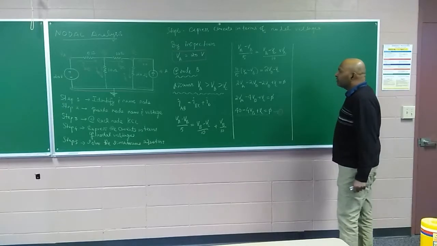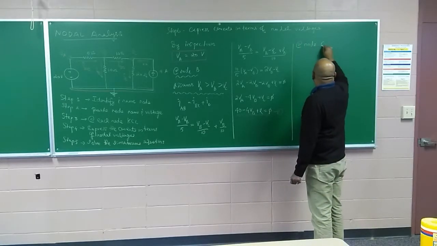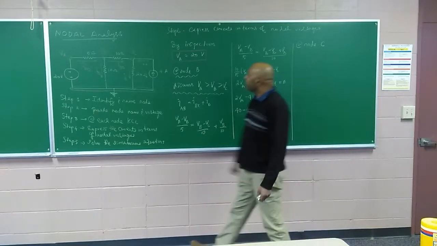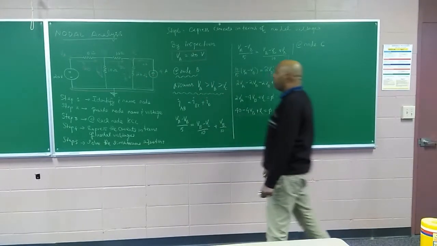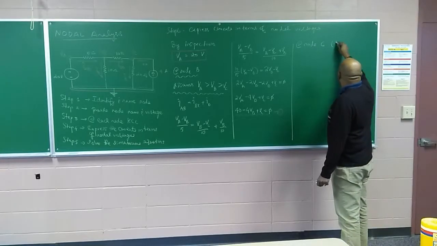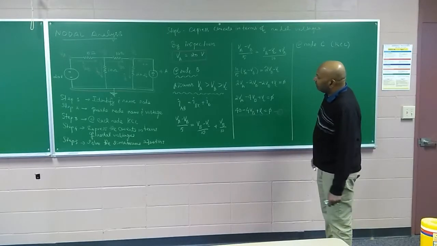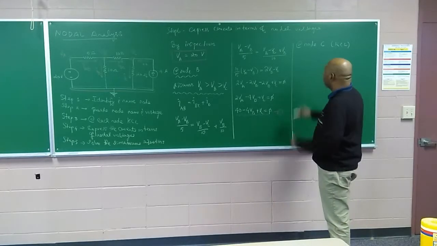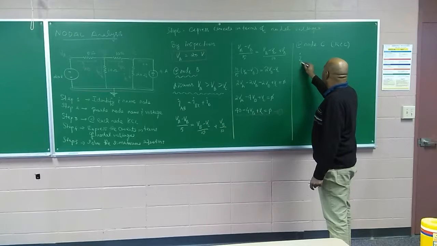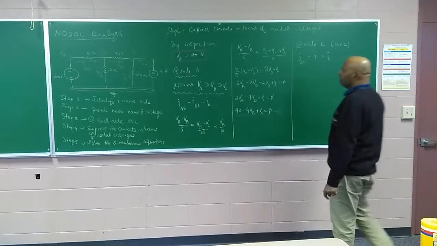Alright, now let's go to node C. So at node C, what do we have? We will write KCL. We will get IBC flowing in, and also flowing in is the 4 amp current, and flowing out is IC.